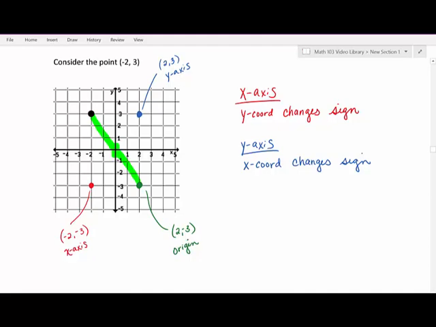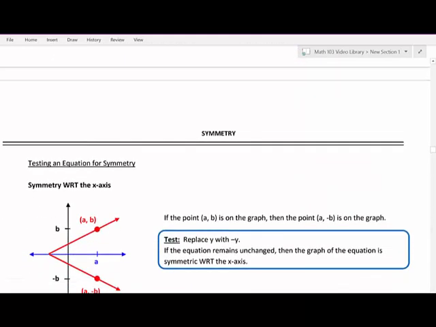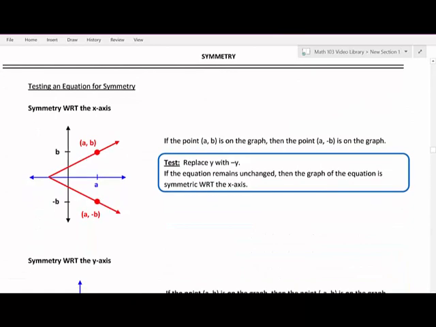Take a look at its coordinates compared to our original point. Notice that both the x and the y coordinate change signs. That happens every time we have symmetry with respect to the origin. I like to do this introduction of symmetry because it's going to help us understand the tests for symmetry that we're going to learn next.